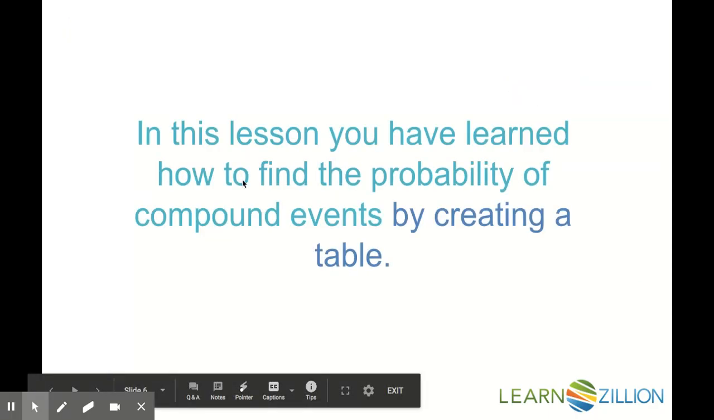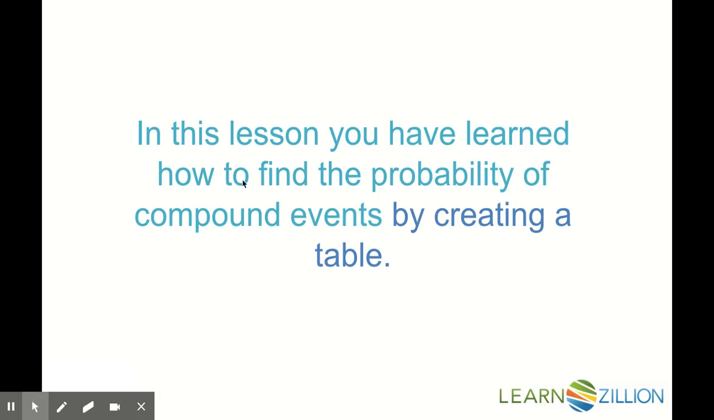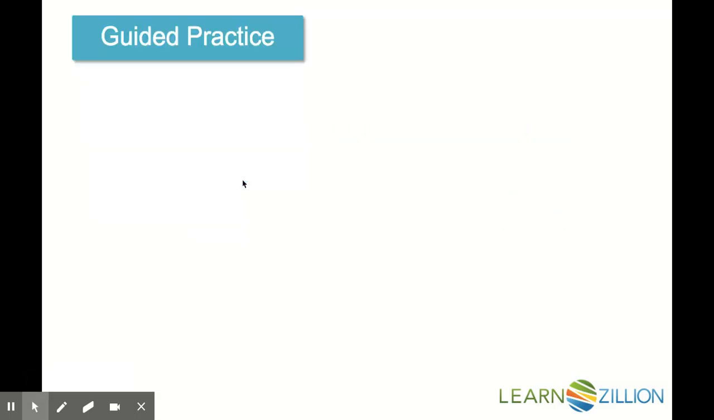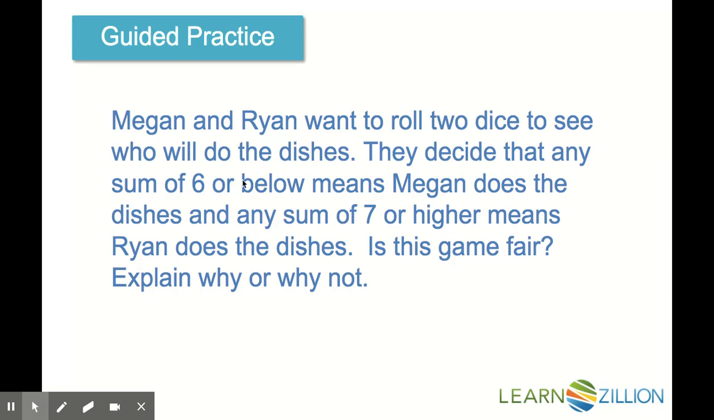In this lesson, you've learned how to find the probability of compound events by creating a table. Let's do some guided practice. Megan and Ryan want to roll 2 dice to see who will do the dishes. They decide that any sum of 6 or below means Megan does the dishes, and any sum of 7 or higher means Ryan does the dishes. Is this game fair? Explain why or why not.